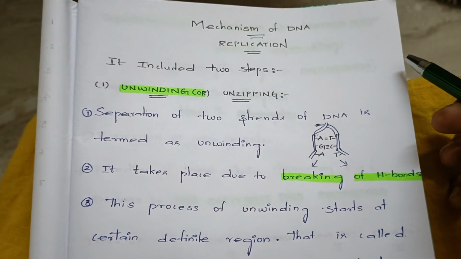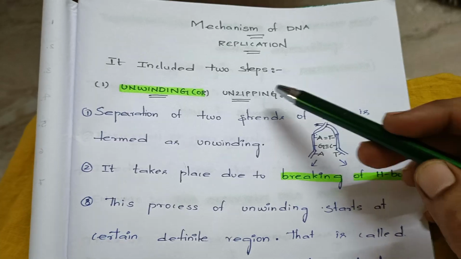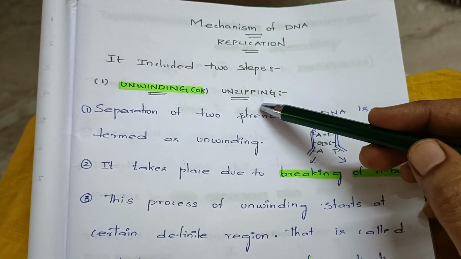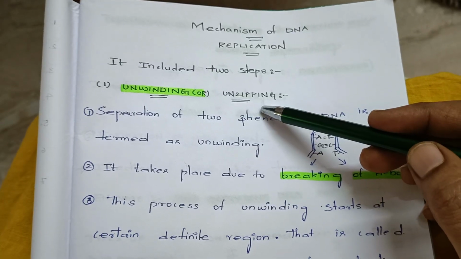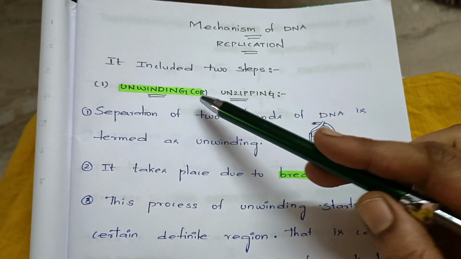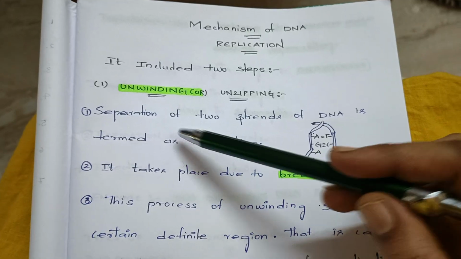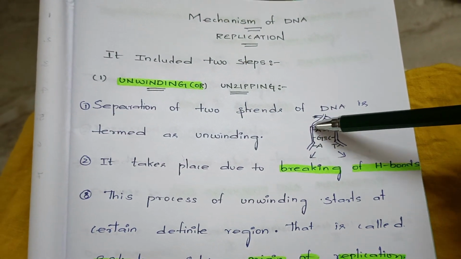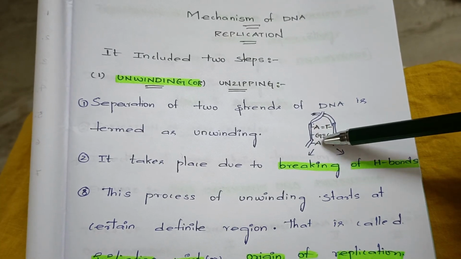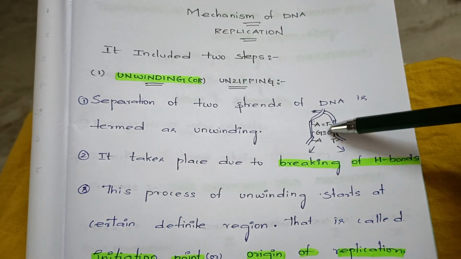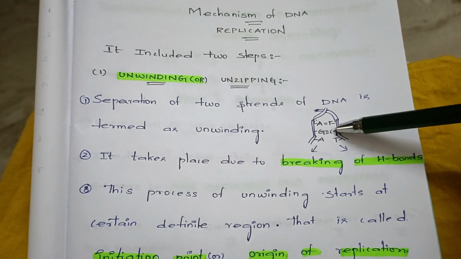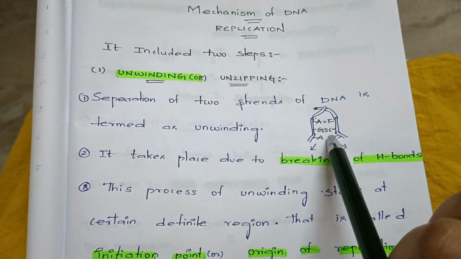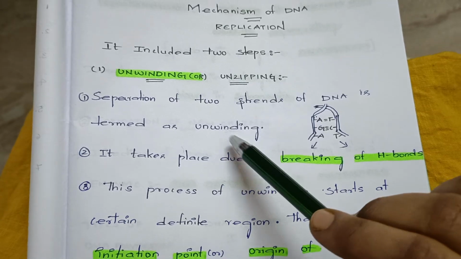Today our topic is the mechanism of DNA replication, and it includes two steps. The first one is unwinding or unzipping, and the second one is formation of the new strands. So unwinding means what? Normally the DNA structure is double stranded, with adenine-thymine and guanine-cytosine bonded with hydrogen bonds. Here, separation of the two strands of DNA is called unwinding.